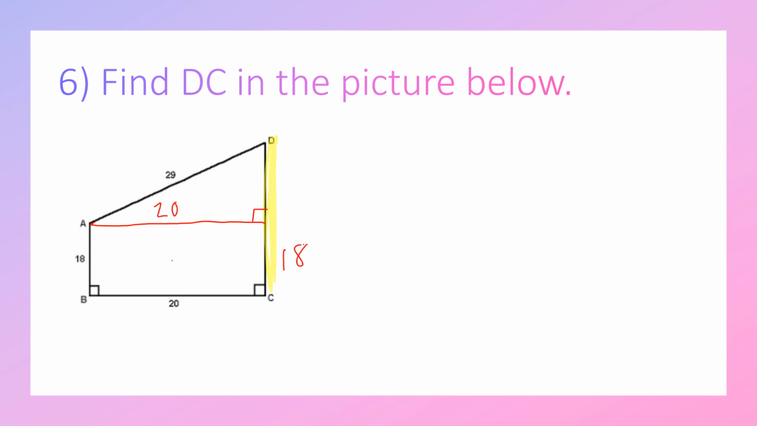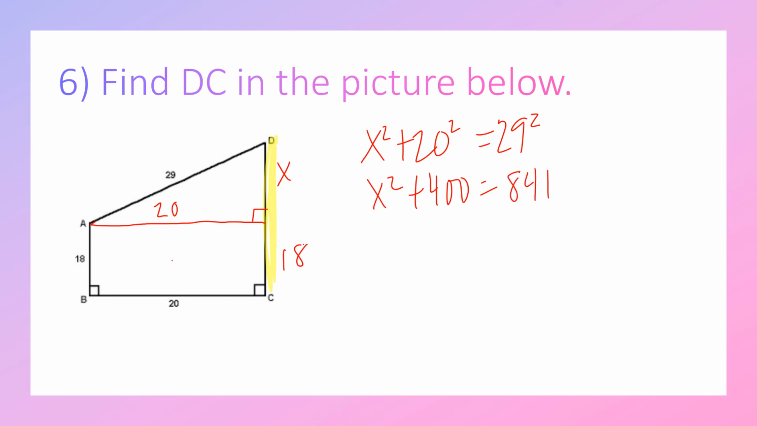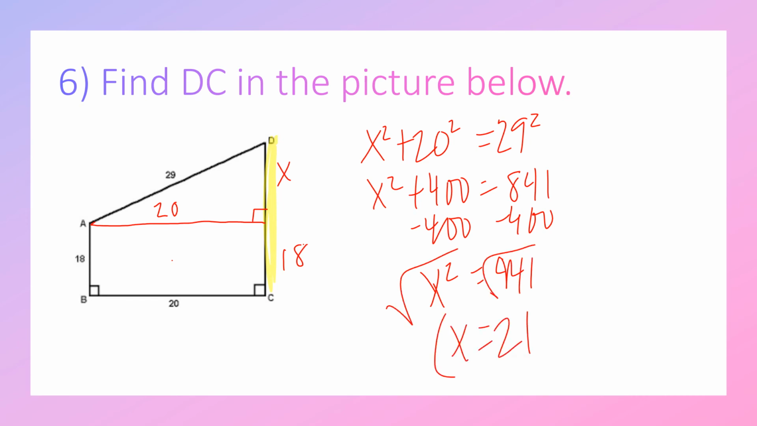And then I have 29, 20, and then I could figure out what this side is by using the Pythagorean theorem. So x squared plus 20 squared equals 29 squared. 20 squared is 400. 29 squared is 841. And then I'm going to subtract 400 from both sides, and I get x squared equals 441. If I take the square root of both sides, I get x equals 21.